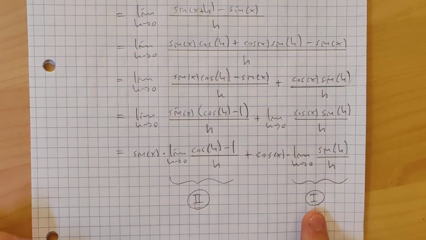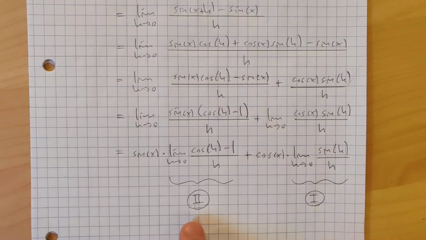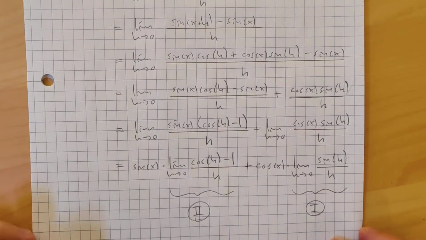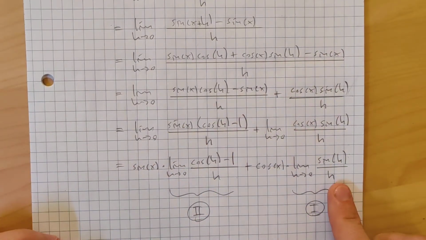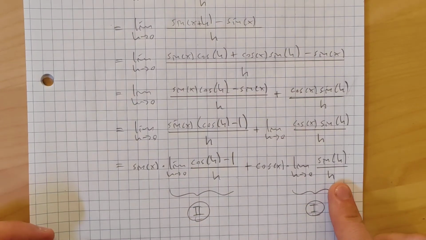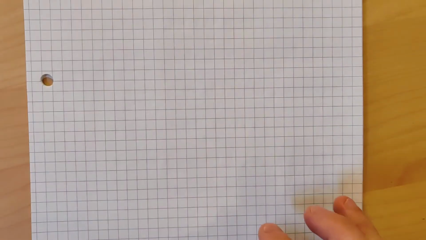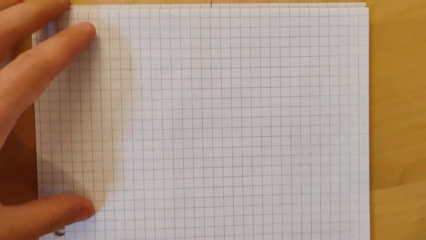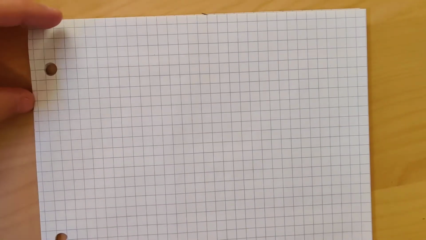We're going to do number 1 first, and then we're going to use the work we did in number 1 to help us do number 2 more easily. So here we go. Let's evaluate this limit as h approaches 0 of sine of h over h. That's our first task. And to do it, we're going to do some geometry.